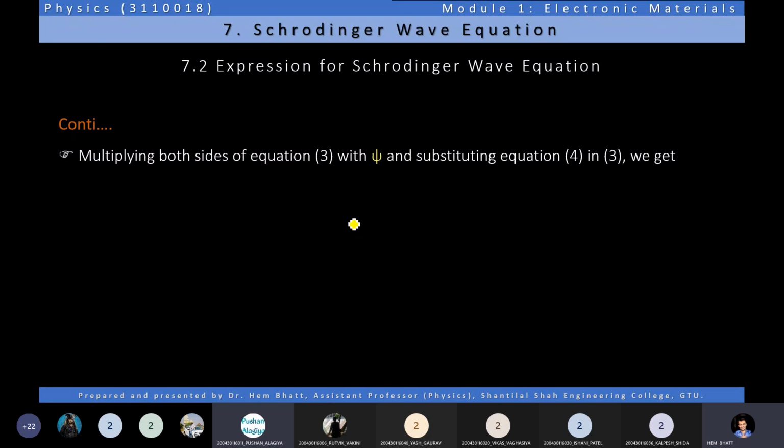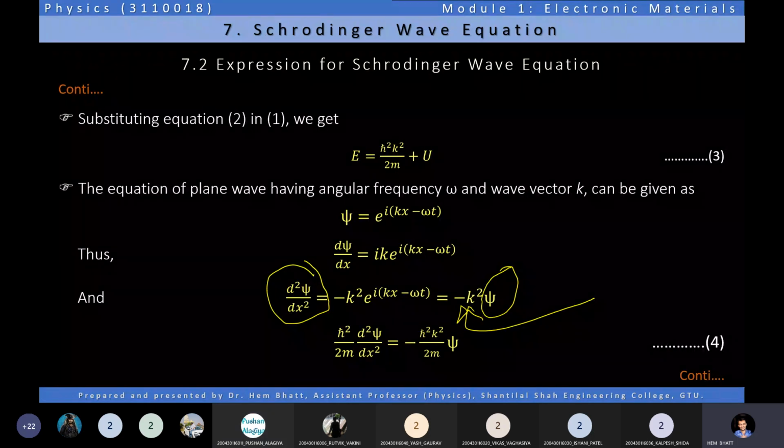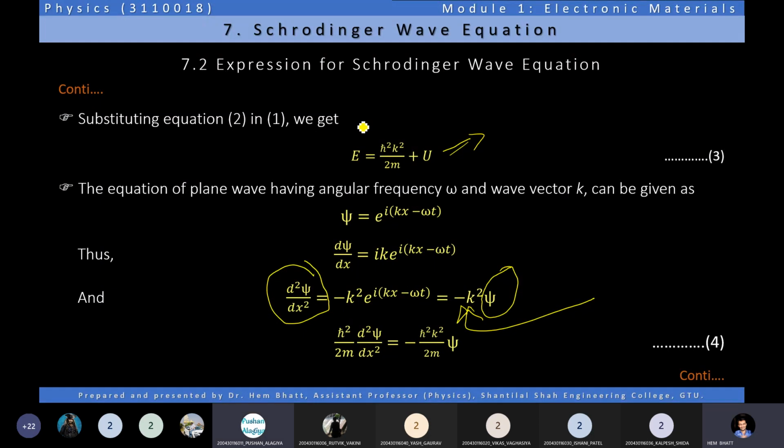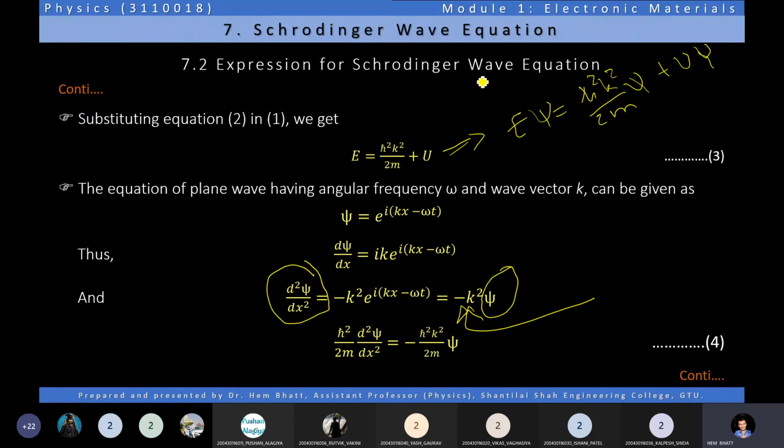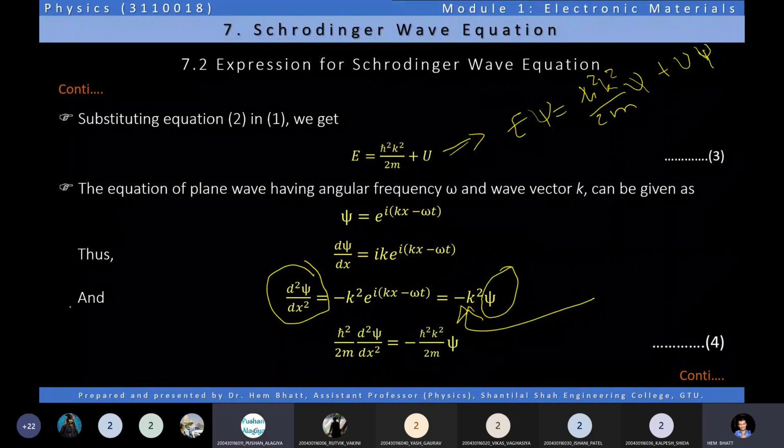Yes, sir. E psi equal to h square k square by 2m psi plus u psi. Something is missing there. Is there a mistake? If you multiply the third equation by psi, what happens? You will get E psi is equal to h cut squared k squared by 2m into psi plus u psi. Did you get this? Yes, sir. Okay.